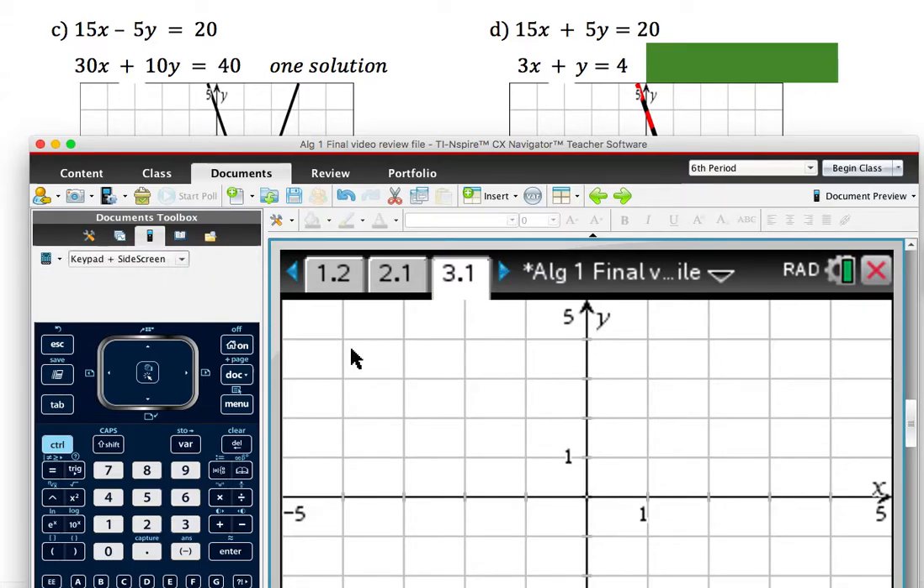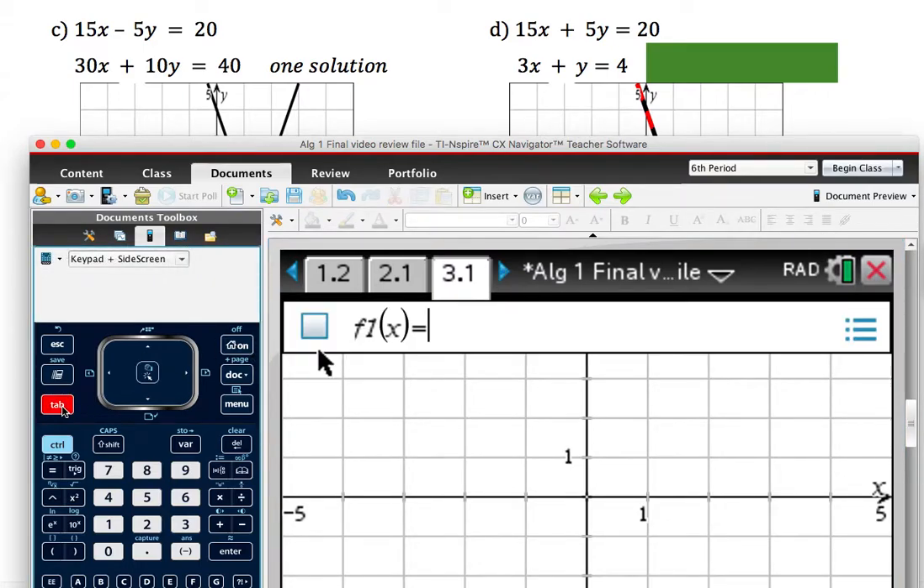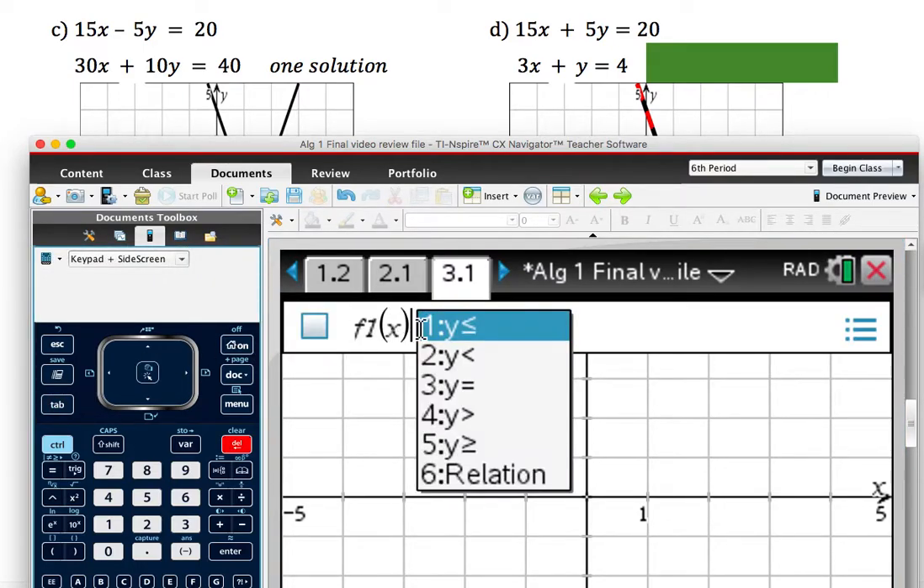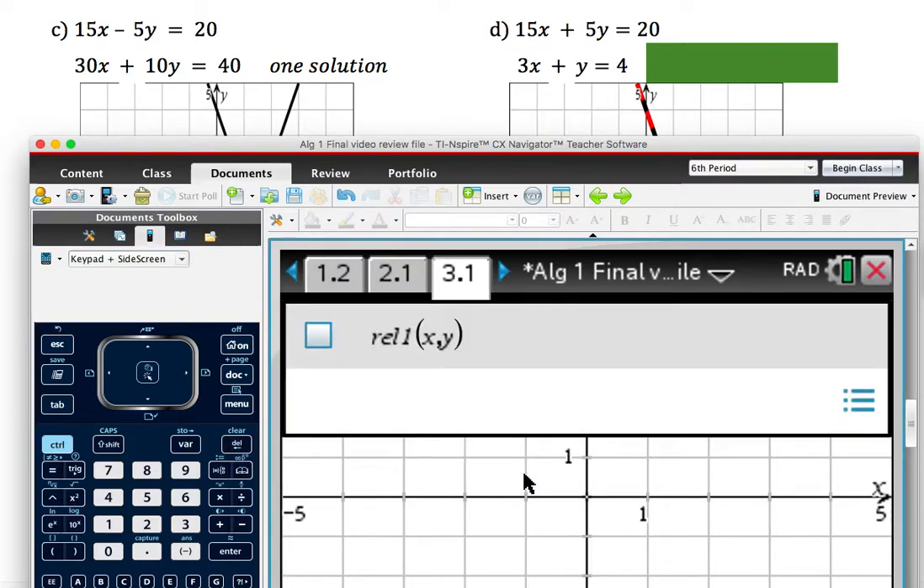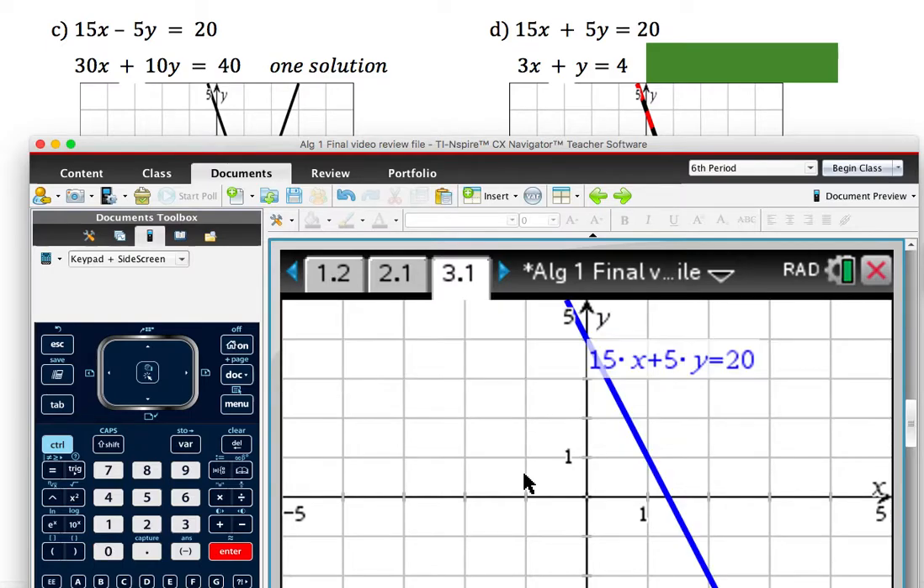So let's go ahead and graph this. Again, delete the 0 or the equal button so you can just plug it in exactly the way you see it: 5y equals 20. Okay, so notice that this line is blue, and there's my equation.